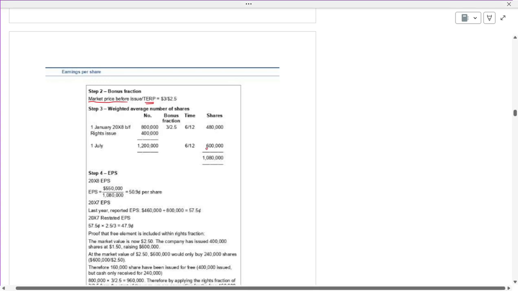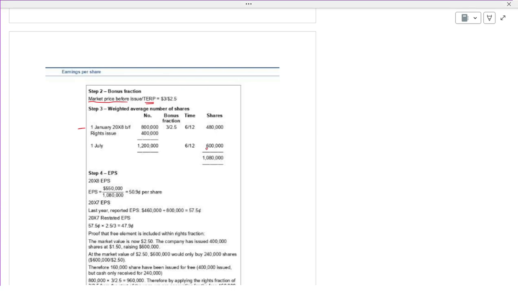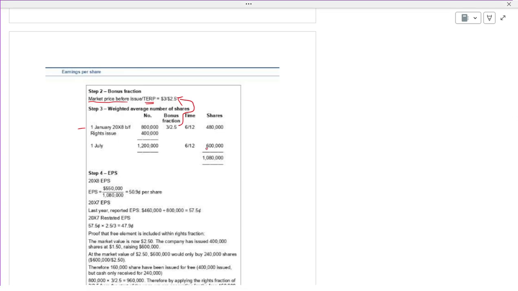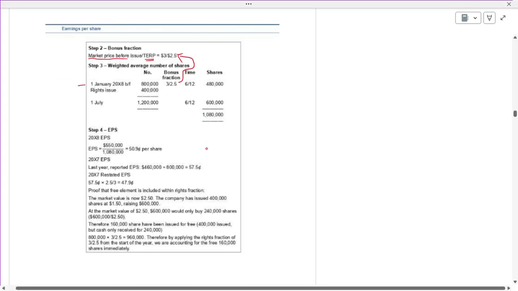This we have done with respect to the bonus issue. For the beginning 800, we take the bonus fraction that we calculated in step 2. We take the time factor and the shares, and automatically we get the total number of shares. EPS is nothing but the profits divided by the total number of shares.